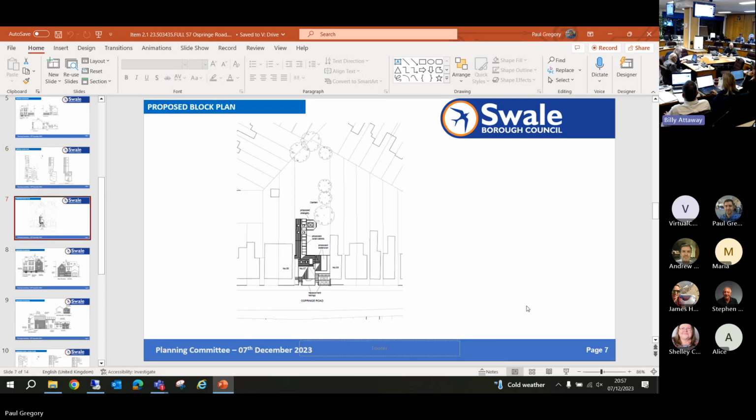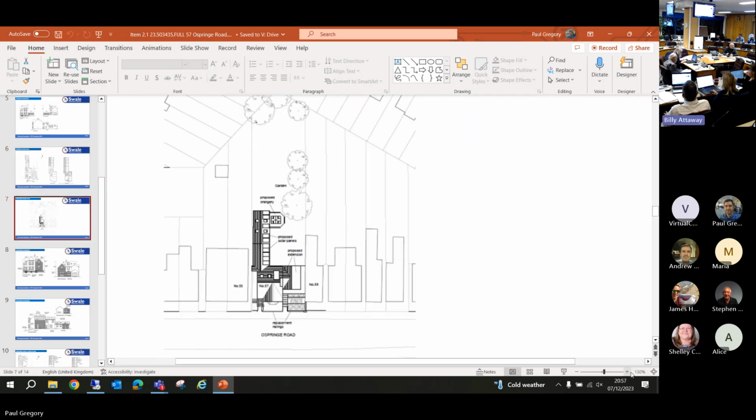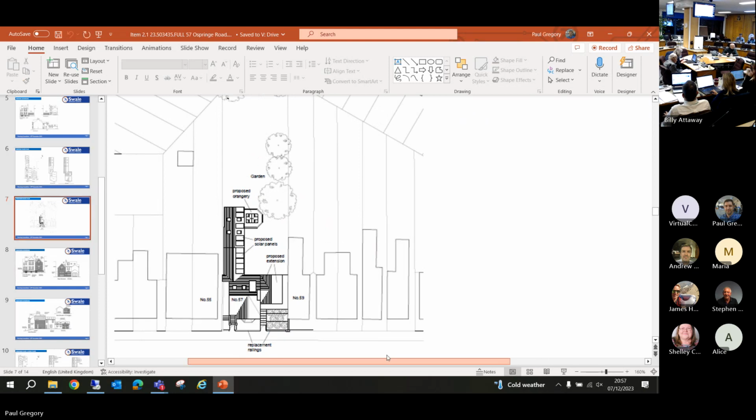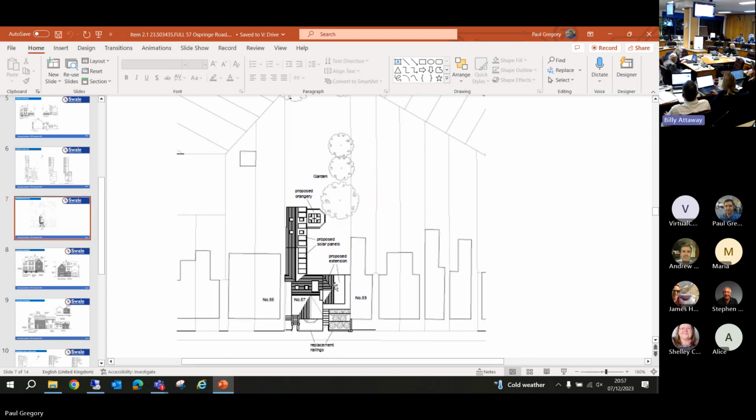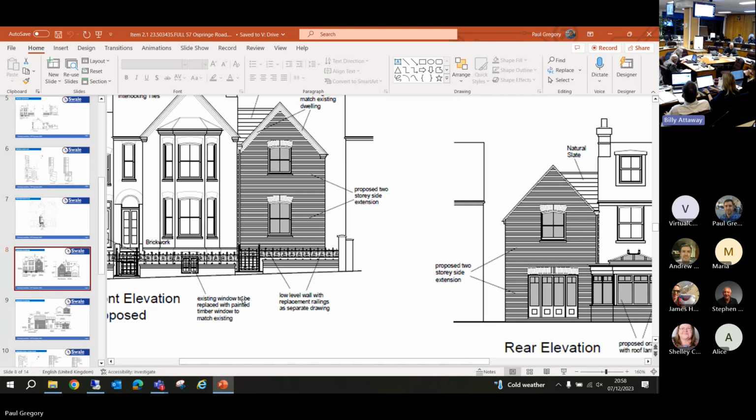So the proposal, I'll zoom in on that. Two-storey side extension going here, orangery extension here, solar panels on the rear elements of the property, and changes to the railings and the brick wall at the front, which I'll show on a separate drawing shortly.